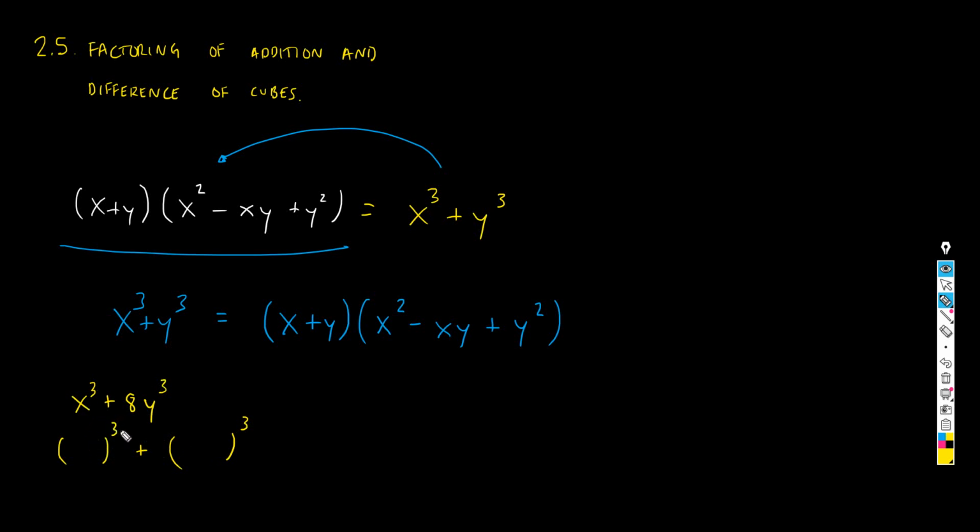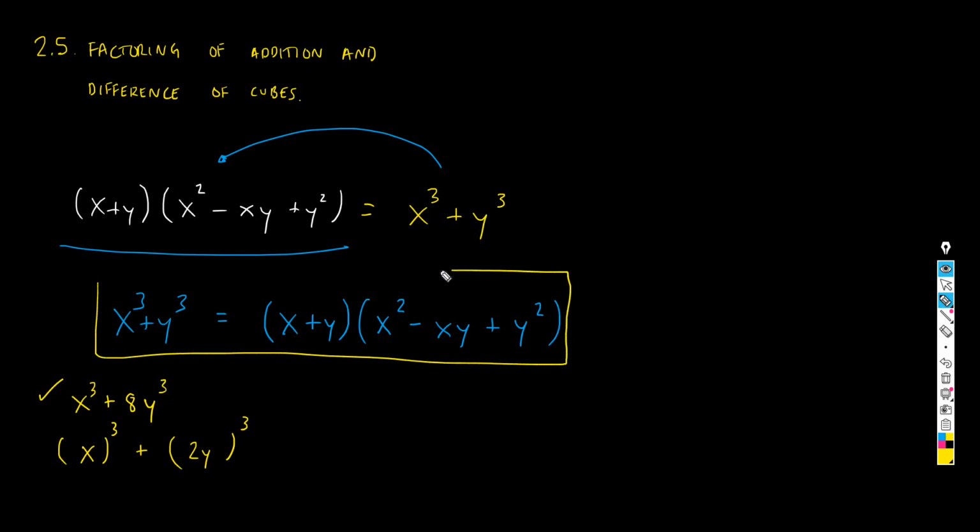So x to the cube is the cube of x. That's quite simple, right? And 8y to the cube will be the cube of 2y, because 2y to the cube is equal to 8y to the cube. Why? Because we elevate the 2 to the cube. That's 2 times 2 times 2, which is 8. And also y to the cube, which is clearly y to the cube. So this is in fact an addition of cubes, and we can proceed to use our formula in order to factorize it.